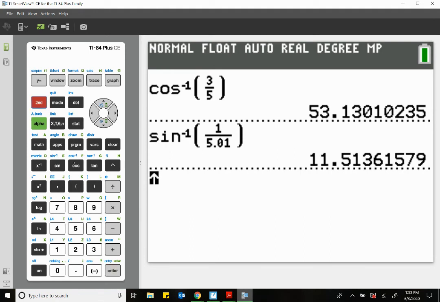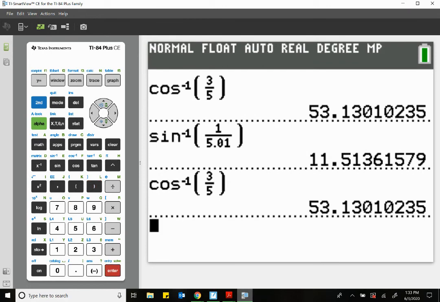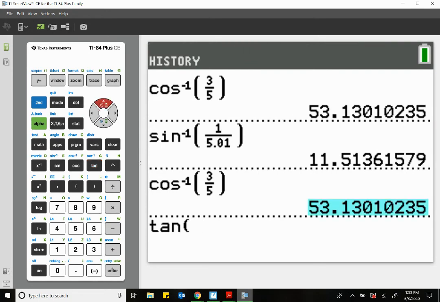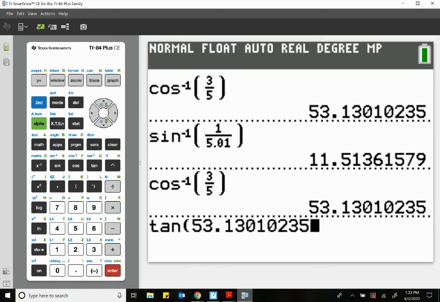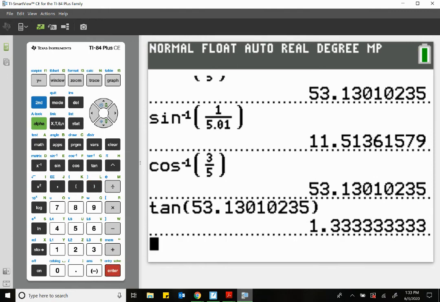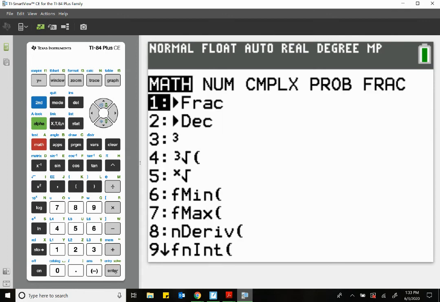So if you take inverse cosine, alpha y equals, it doesn't always work, just so you know, 3 over 5. Close it. There's your answer. And then we want to take the tangent of that angle. So hit tangent, go right back up, grab that guy, close it. 1.3 repeating, if you turn that into the fraction.